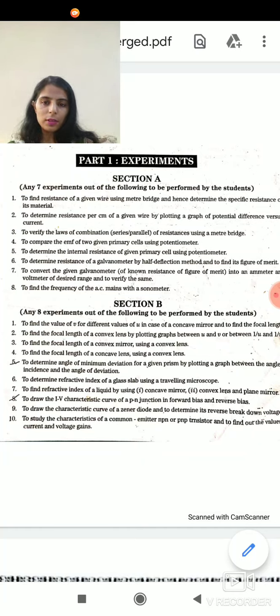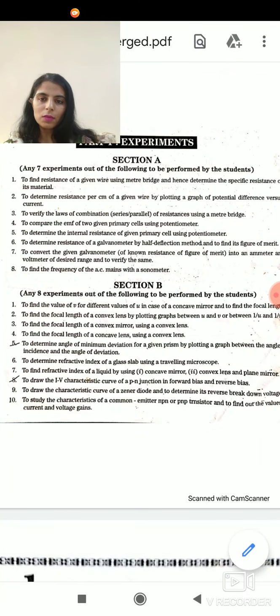For this current session, the names of the first 2 experiments from section A are slightly changed. The name of the first experiment is written as: to find the resistance of a given wire using a meter bridge and hence determine the specific resistance of its material. But now the name of this first experiment is: to determine the resistivity of 2 or 3 wires by plotting a graph for potential difference versus current.